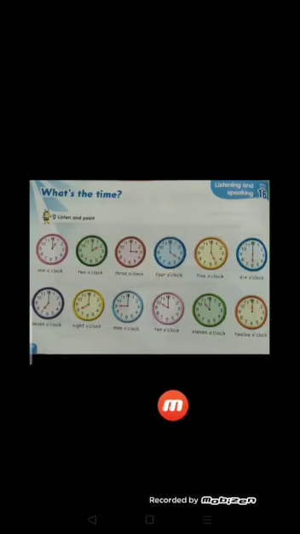Circle 8 o'clock. What's the time? It's 10 o'clock. Circle 10 o'clock. What's the time? It's 12 o'clock. Circle 12 o'clock. Now check your answer.